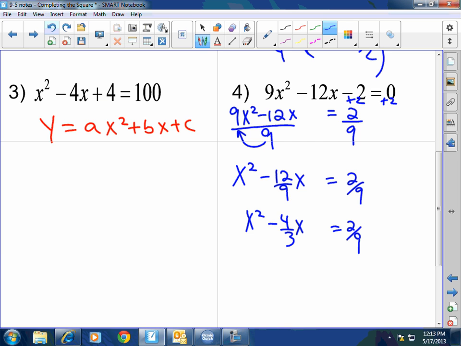Again, am I dividing by the GCF here, guys? I'm dividing by the A. 9 is the A. So I'm dividing by the A, the coefficient of x squared. So I'm dividing by 9 to both sides. The A. I'm not dividing by the GCF. I never said that. I said we're dividing by the A.